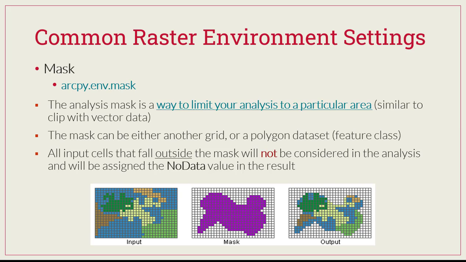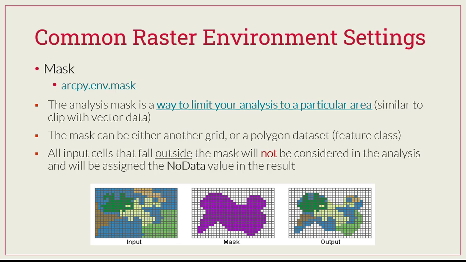The mask setting is an environment setting that allows us to limit not just the spatial extent, but the individual cells within that extent that get processed in a raster tool. This is a similar concept to clip with vector data. It allows us to have a shape that's other than a square or a rectangle for the shape of the total cells that have value in them. So any cells that fall outside of the mask data set, it could be a polygon vector data set, or it could be a raster data set that has cells of data and no data, only those that fall within the mask are going to be processed and included in the output.